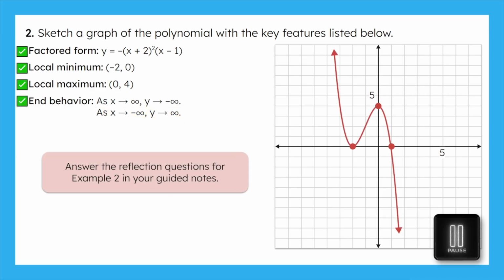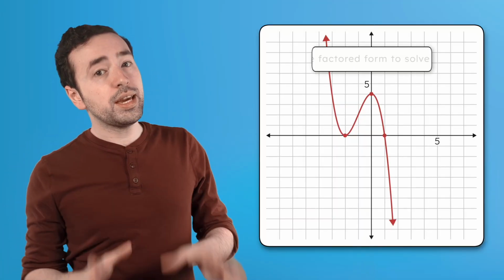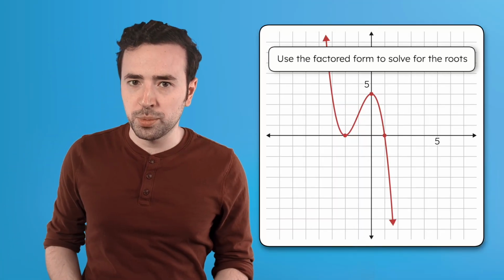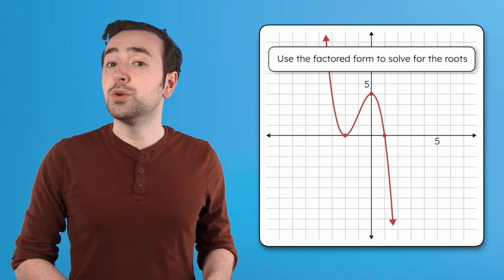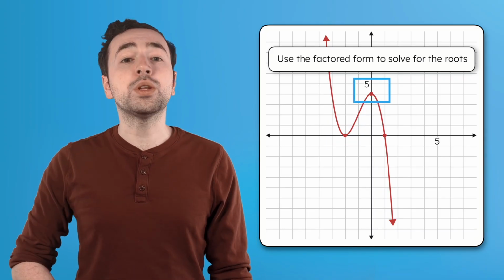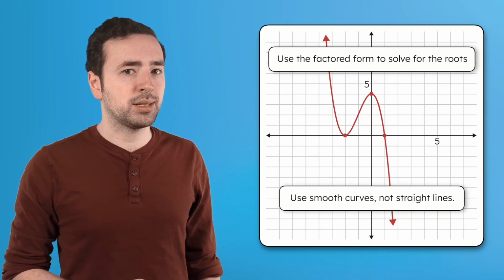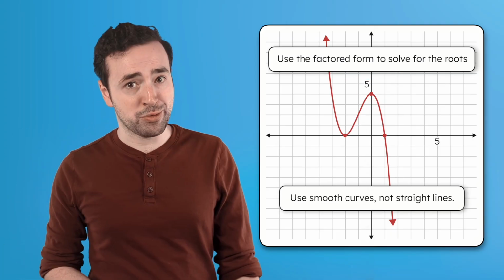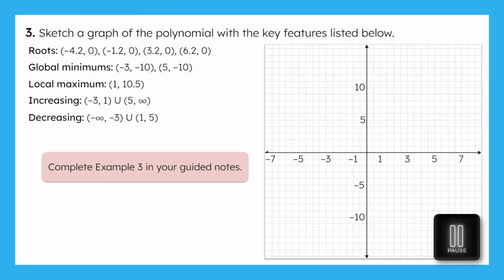Pause the video and answer the reflection questions for example 2 in your guided notes. So here we used the factored form of the polynomial to solve for the roots. That gave us some points to put on the graph. We used a trough shape at the minimum point and a peak shape at the maximum because we know that polynomials, like quadratic functions, are smooth curves, not straight lines. I think you're ready to try an example on your own. Pause the video here and complete example 3 in your guided notes.